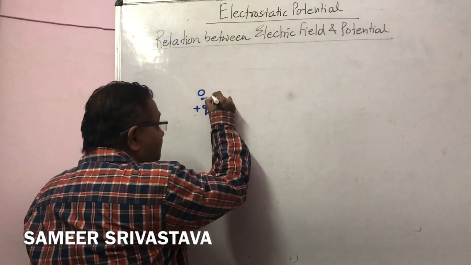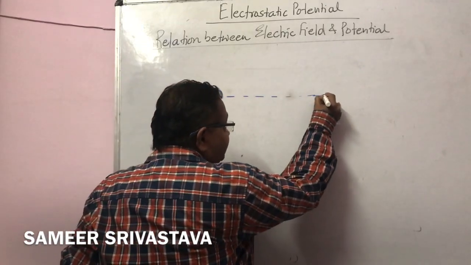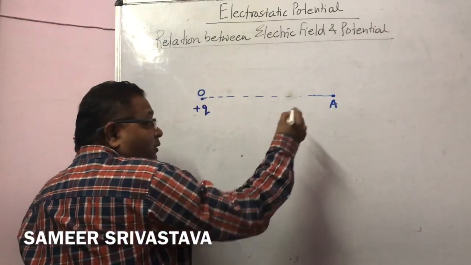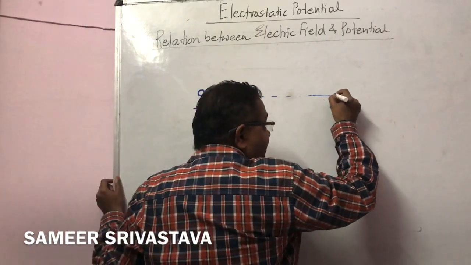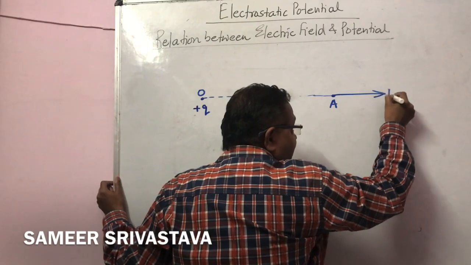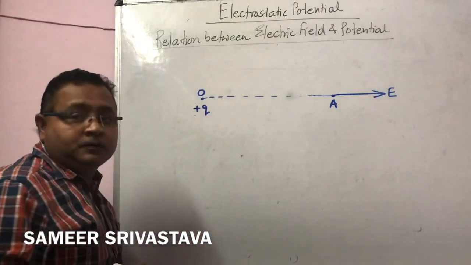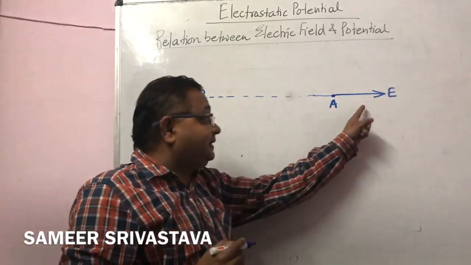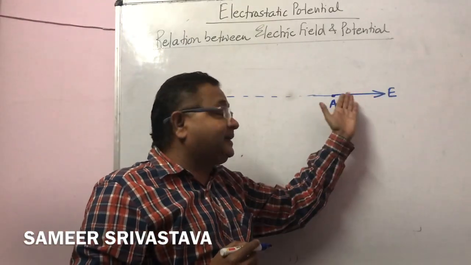Now, due to this point charge, if I consider a point A, at that point the direction of the electric field is outward. Due to this point charge plus Q, the electric field is considered as E.